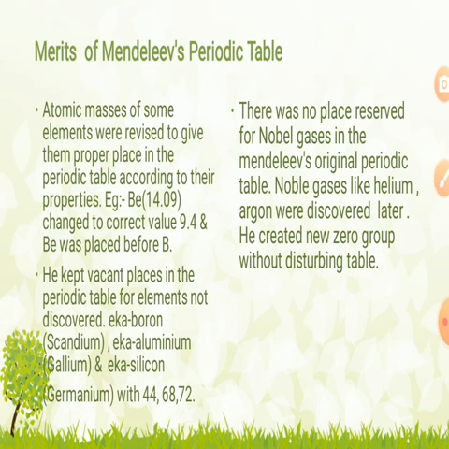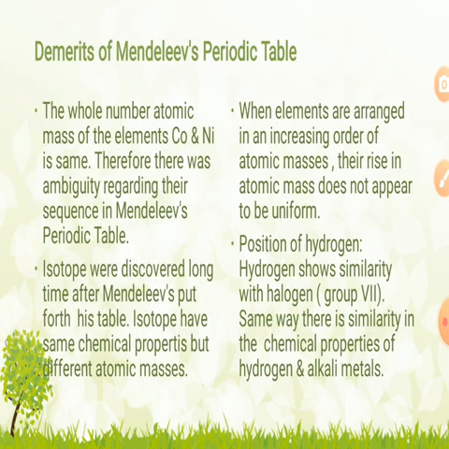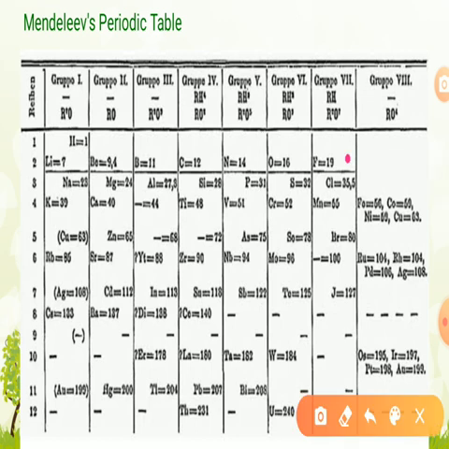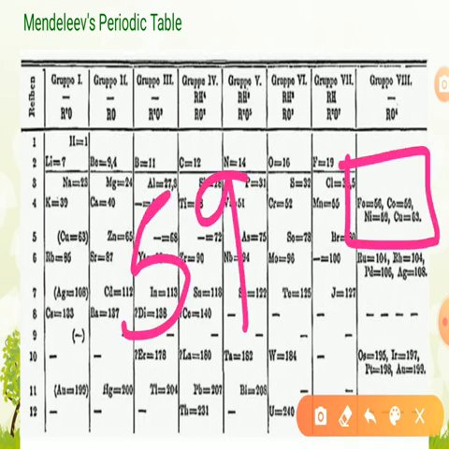Now see what the demerits of Mendeleev's periodic table are. The first one is that the atomic mass of the elements cobalt and nickel is the same. Therefore, there was ambiguity regarding the sequence in Mendeleev's periodic table. You can see here, cobalt and nickel have atomic mass 59.